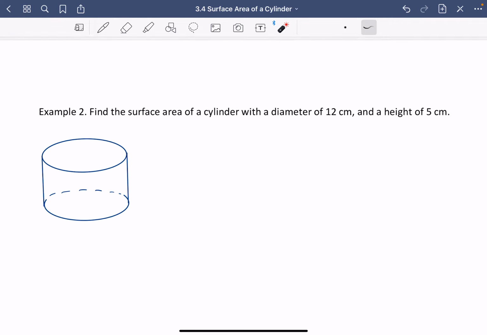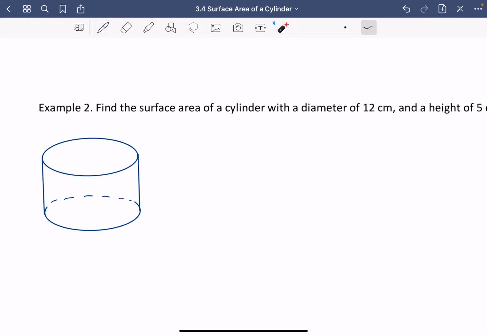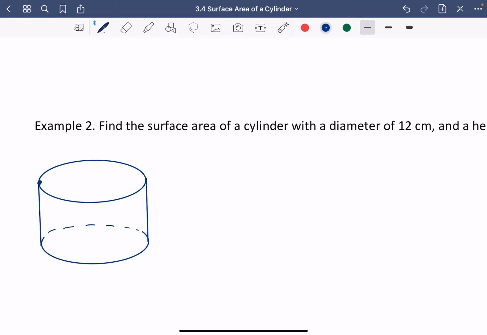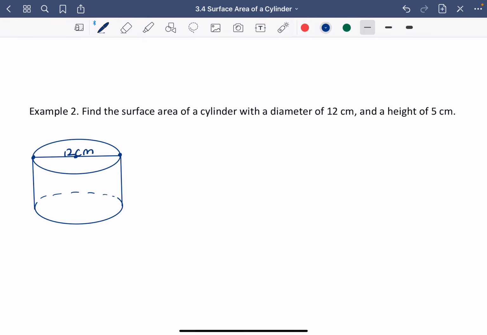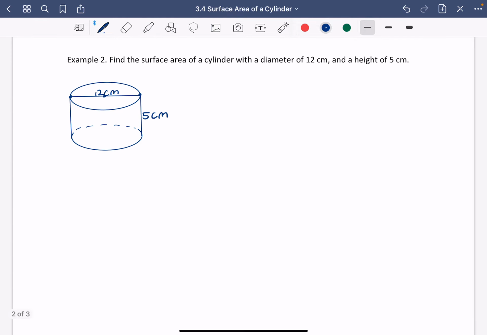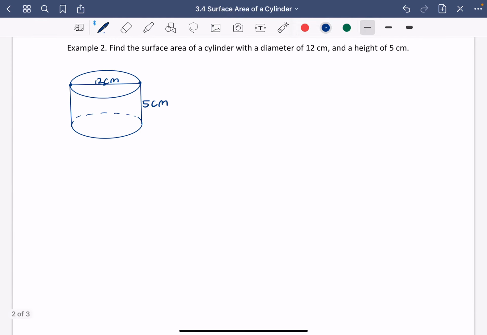Now, let's label the dimensions. It says diameter is 12. So diameter is from one edge to the other, passing through the center, of course. So if this is the center, then your diameter will be from here to here. Okay, and diameter is 12 centimeters. And then height is 5 centimeters. Now, remember, whenever we want to find the surface area of any polyhedron, we need to know what the net looks like. So let me just draw the net first.